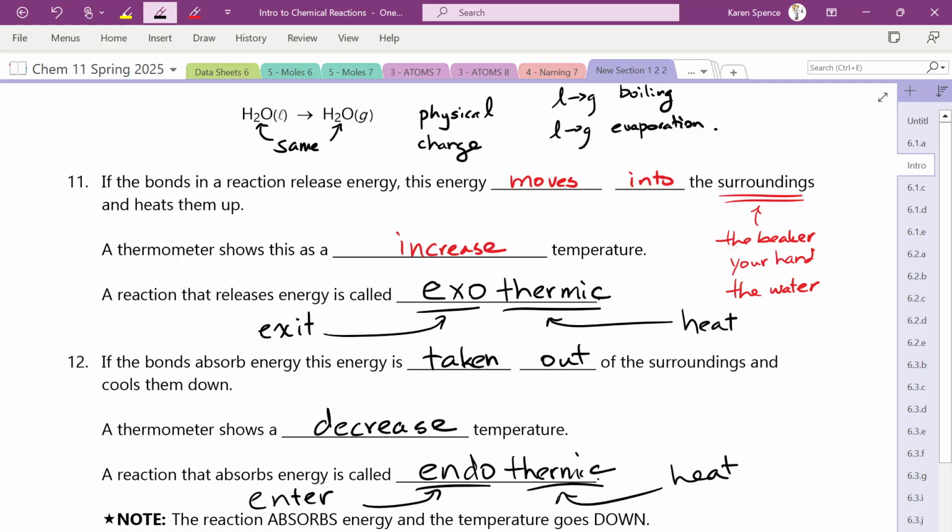What happened to the amount of motion? Is there more motion or less motion? Less motion, because now the energy is stored energy instead of movement energy. Stored energy, movement energy, stored energy, movement energy. Hot, cold.